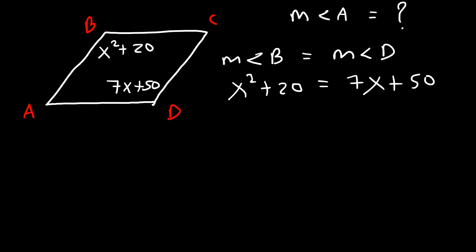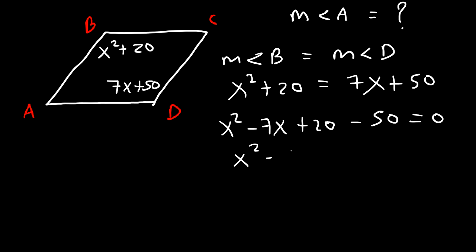The best thing is to take everything on the right side and move it to the left side. So it's going to be x squared minus 7x plus 20 minus 50. Now 20 minus 50 is negative 30. So this is what we now have.